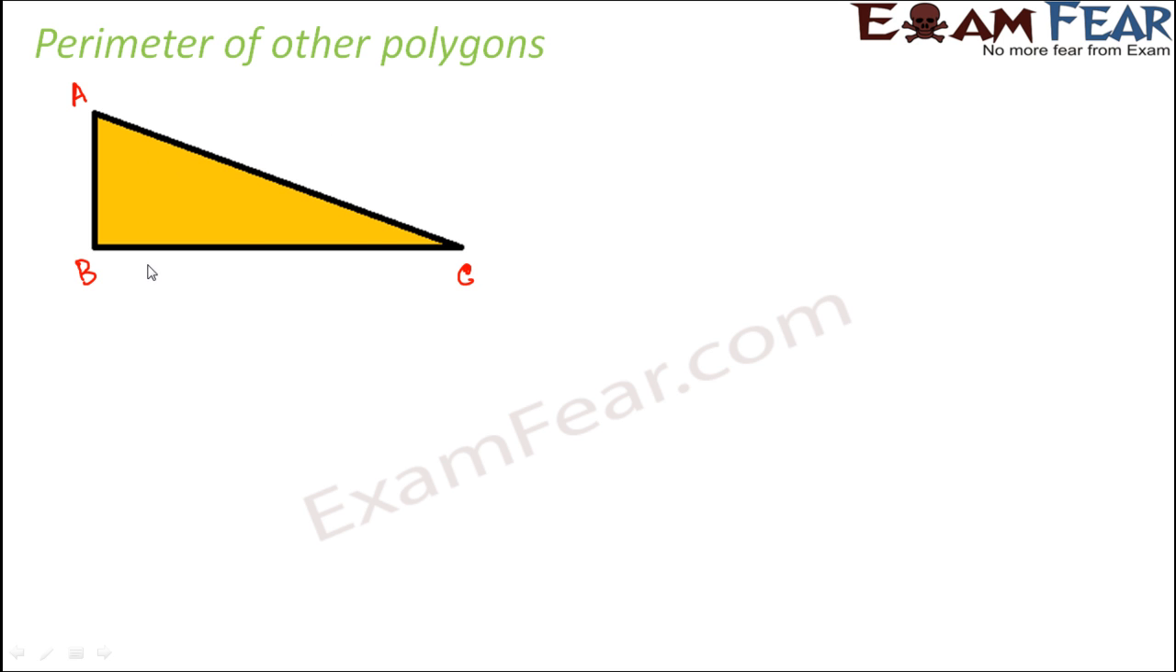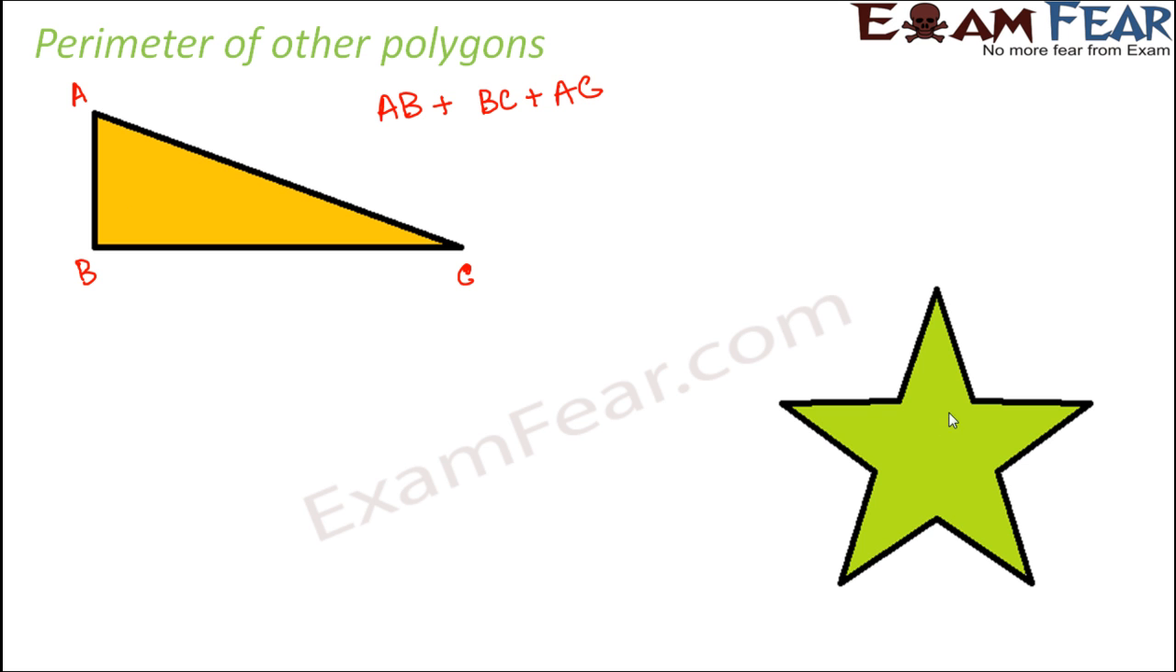So if I ask you to find out the perimeter of this triangle, how will you find it out? So this is simple. Perimeter means the total length of boundary. That means sum of the lengths of all the sides. So the perimeter here would be AB plus BC plus AC. So it doesn't matter whatever the length is. We just add up all the lengths of the three sides to get perimeter.